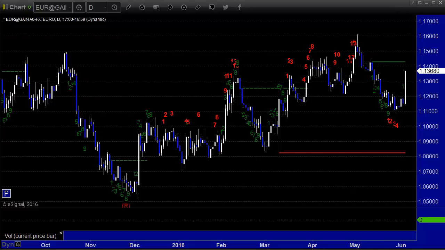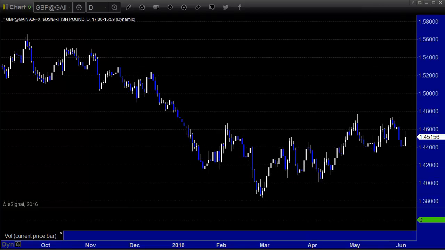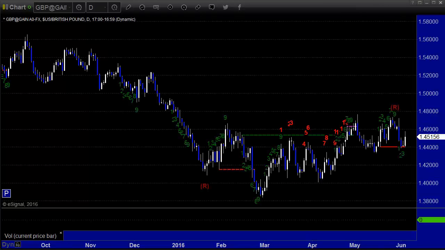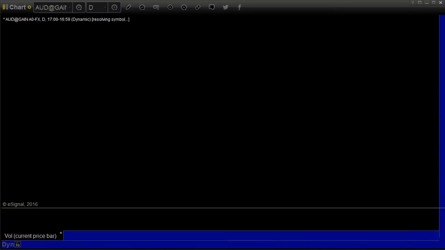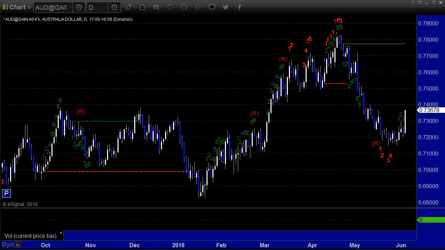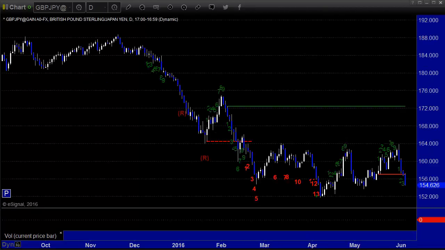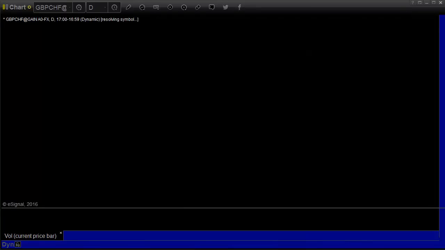So obviously the euro bounced when the dollar sank, heading back towards that green static trend line. The pound didn't have as much of a bounce, but it did bounce off of that red static trend line. Aussie dollar also curled up. None of these are showing any chart patterns that are useful in terms of giving us buy or sell signals right now.